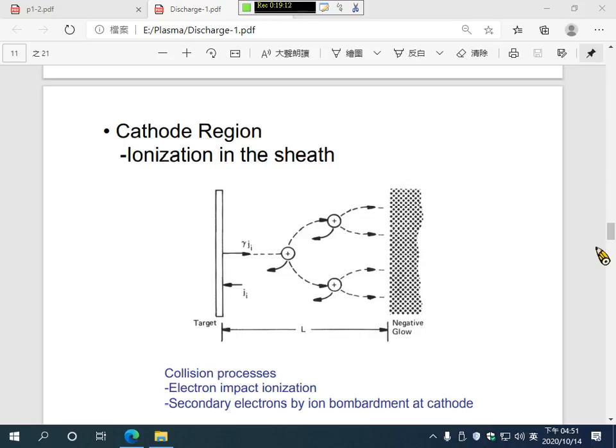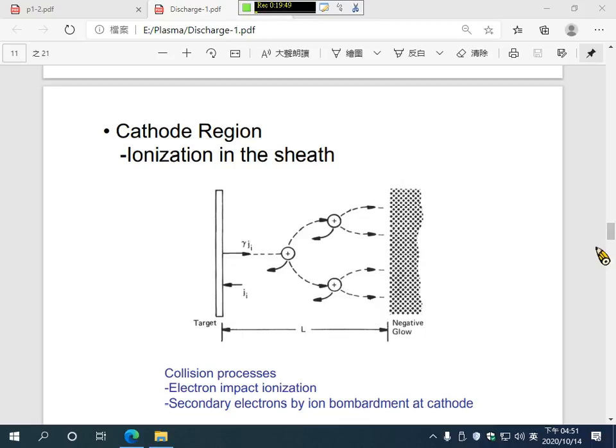But later on, you can find out that Chapman didn't agree with this model. So Chapman, or other scientists, modified the theory. They assume there's no collision, no collisional process in the cathode layer. But if we just follow Townsend's model, we assume there are collisional processes in the cathode zone.